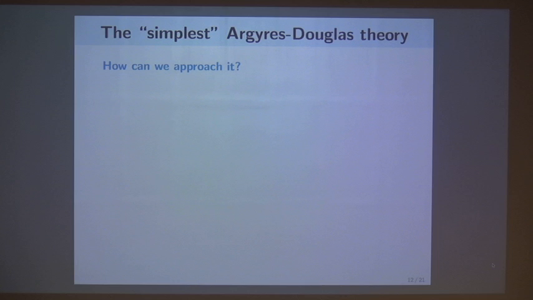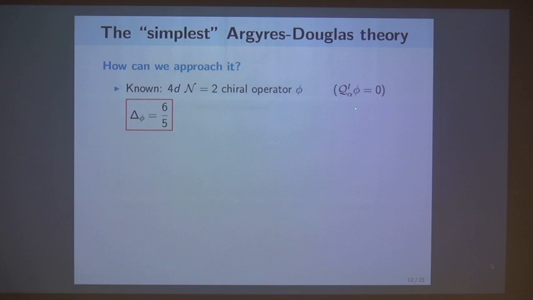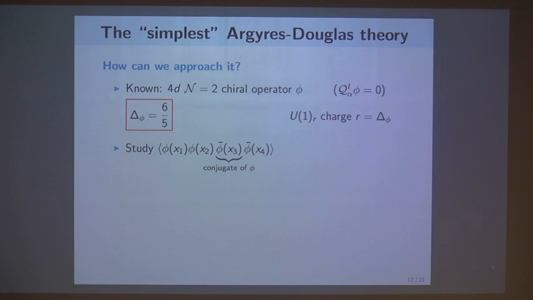There are a few things we know about it from its original construction. For example, we know it has a 4D N=2 chiral operator that has this particular dimension, which we note is a very small number, which in practice is very good for the numerical bootstrap. I recall that's an operator that is killed by all supercharges of one chirality. Because of that, its U(1)_R charge is fixed in terms of the dimension. So it has a non-trivial U(1)_R charge. And so the simplest four-point function I can consider is two of these and two of its conjugates. This is what we will focus on, and this is how we will try to attack this theory.